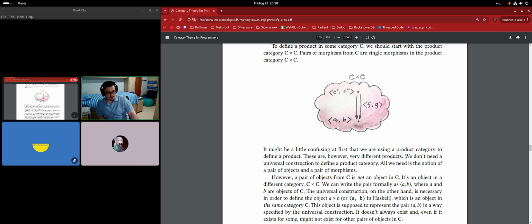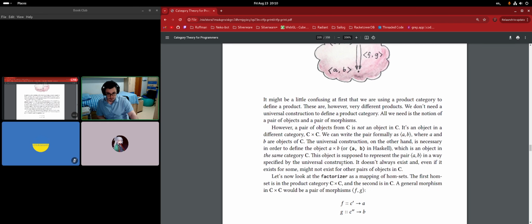We don't need a universal construction to define a product category. That is true. All we need is the notion of pair of objects and pair of morphisms. That is also true. However, and that's the cool part, a pair of objects from C is not an object in C. It's an object in a different category, specifically this one. We can write the pair formally as this, where A and B are objects of C.